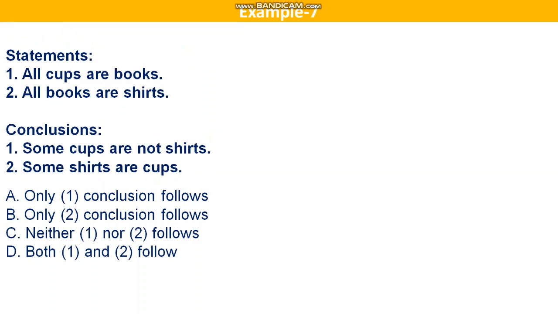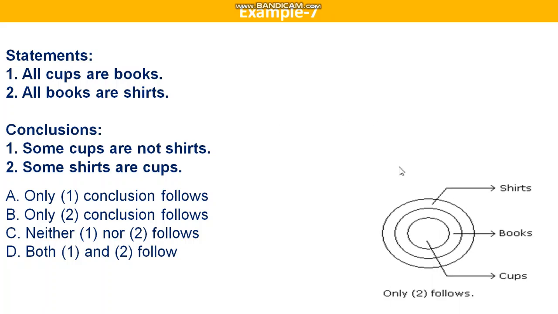Example number 7. The given statements are: all cups are books, all books are shirts. As I already said, when both the statements start with the word all, the Venn diagram will be very simple, as concentric circles. Let's see how many conclusions follow.